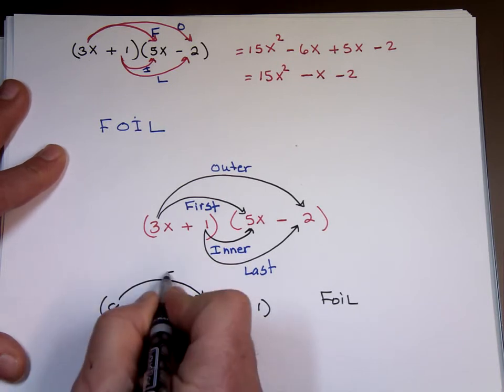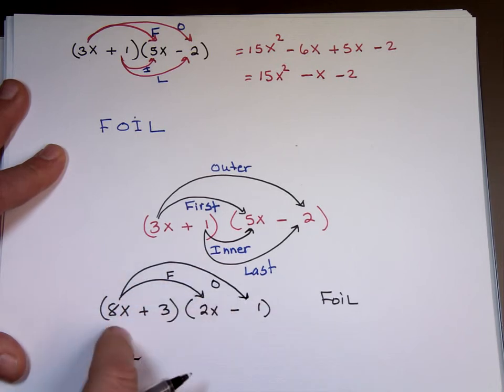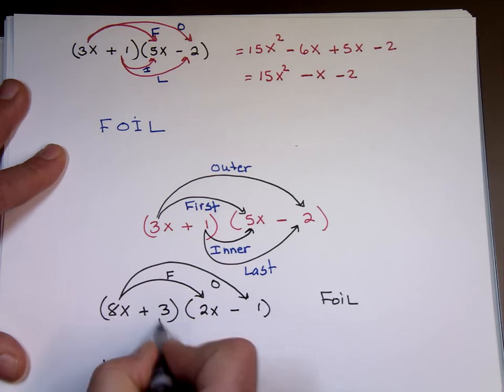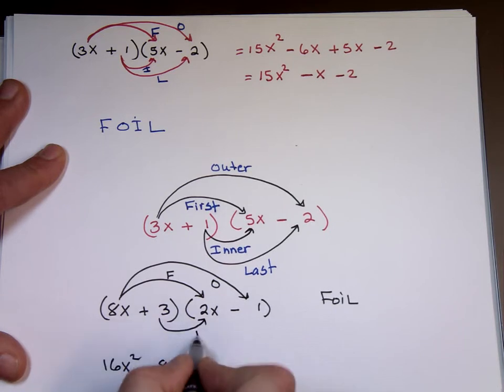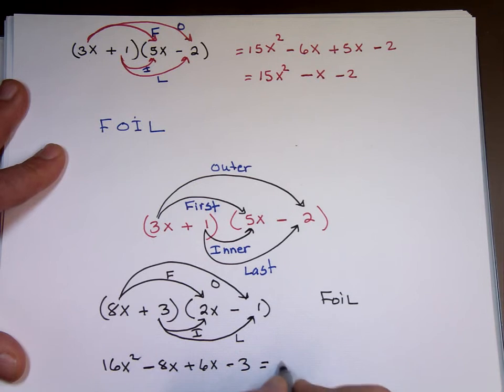The O, negative 8x. The I, plus 6x. And the L, negative 3. That'll give me what? 16x squared. What's negative 8x plus 6x? Minus 2x minus 3.